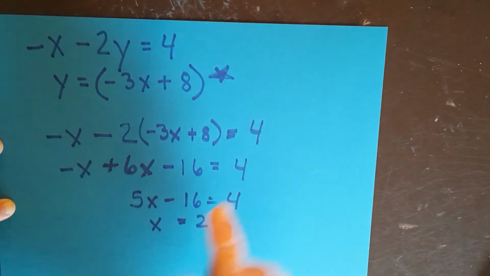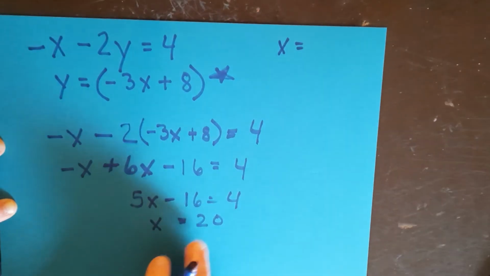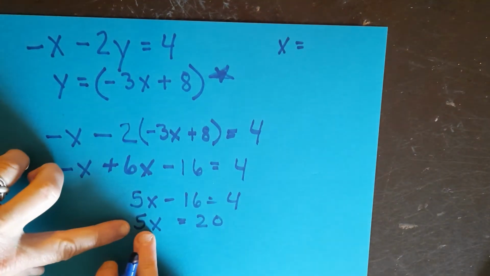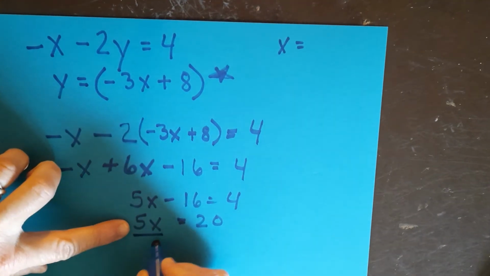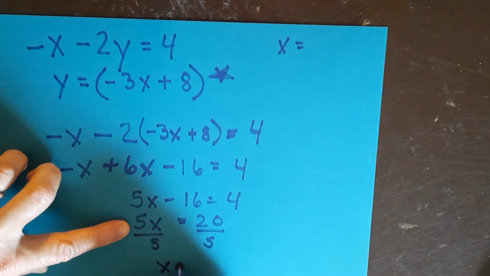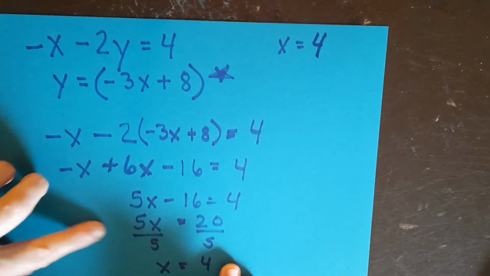All right, we know what x is. x does not equal 20. I forgot to divide that each by 5. This is 5x equals 20. We're going to divide each of those by 5, which means that x equals 4. That sounds better. Okay, x equals 4.